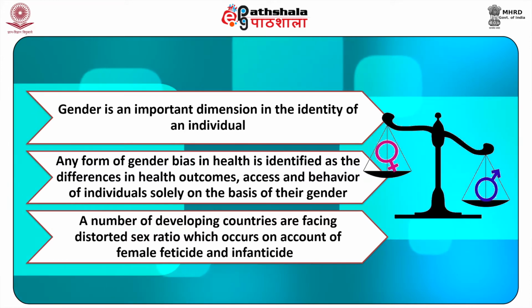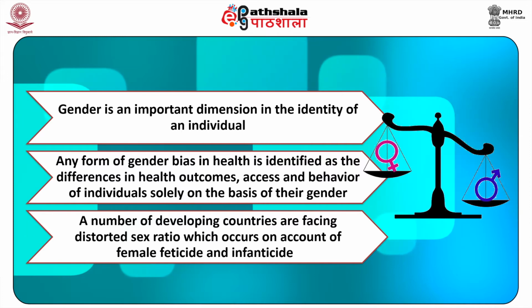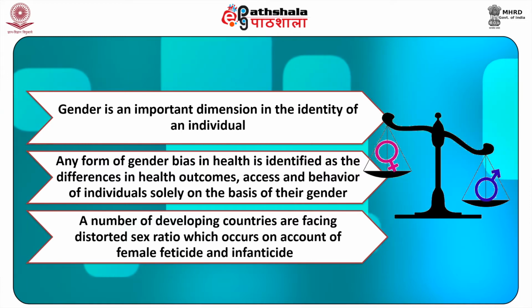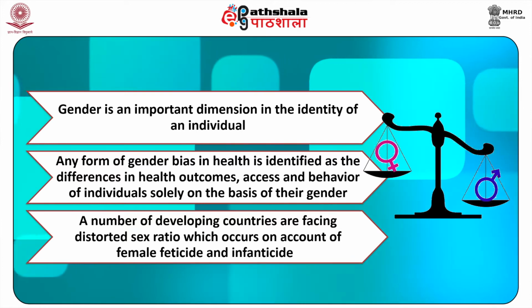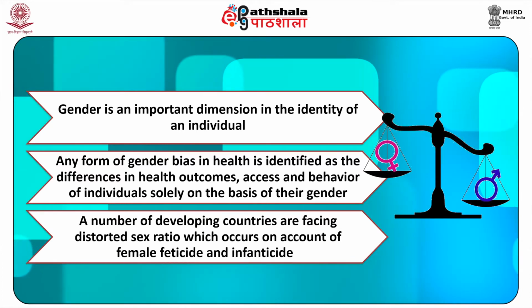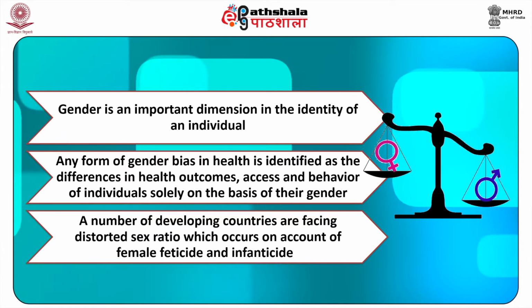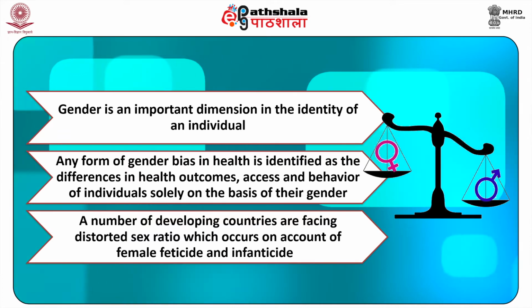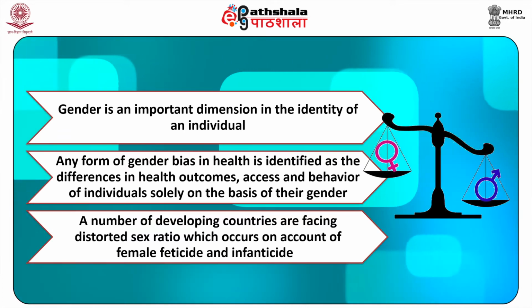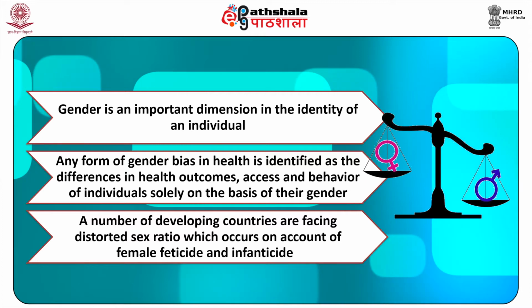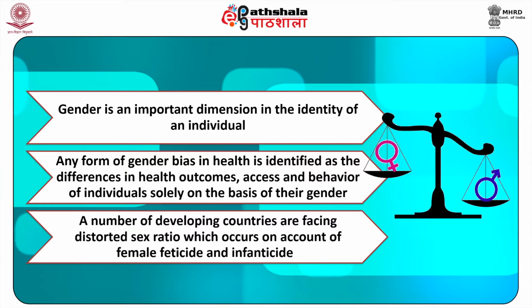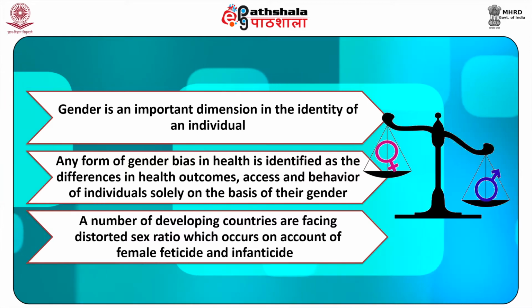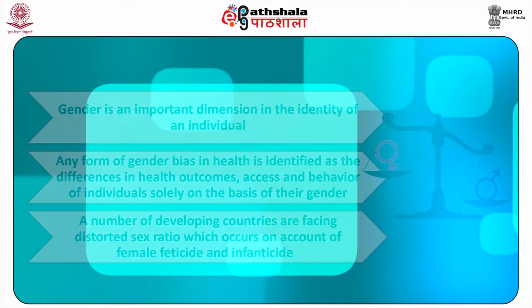There is a plethora of examples from developing and developed countries of the existence of gender bias in health behavior, access and outcomes. Starting with the fact that a number of developing countries are facing distorted sex ratio, which occurs on account of female feticide and infanticide, which proves the existence of a severe and substantial gender bias. One can only gauge the extent of this bias in other dimensions.